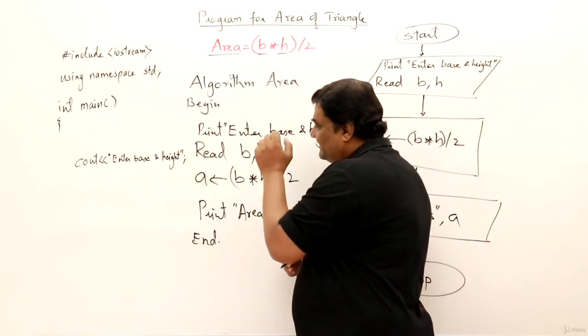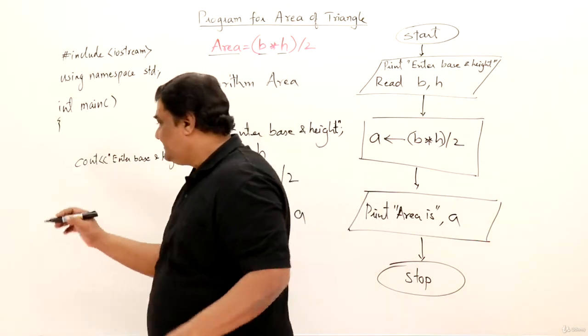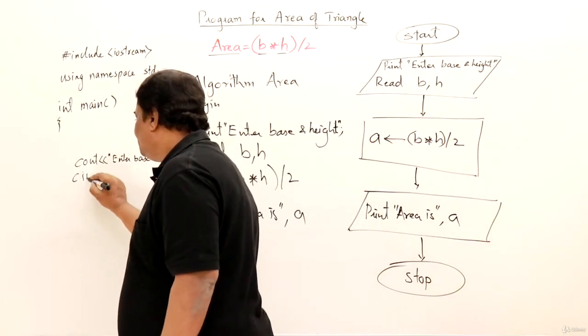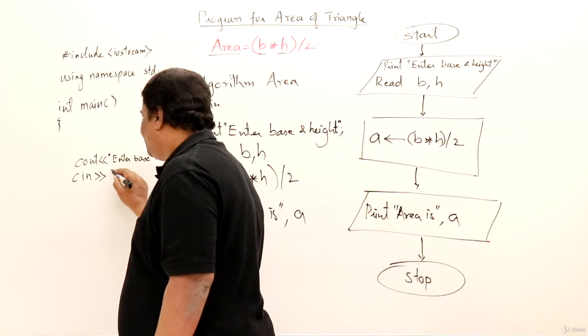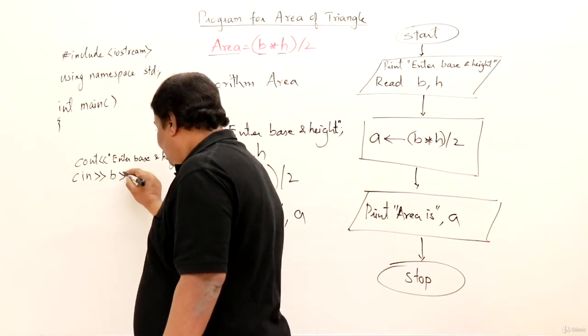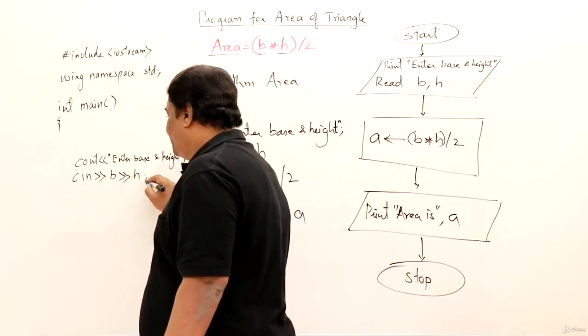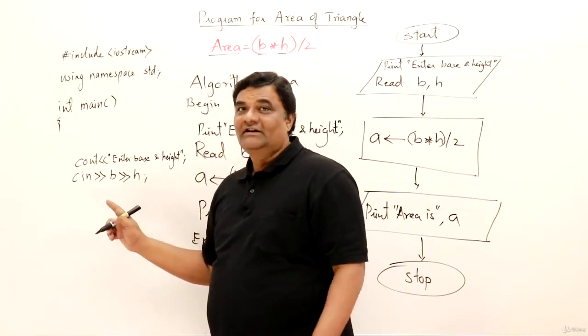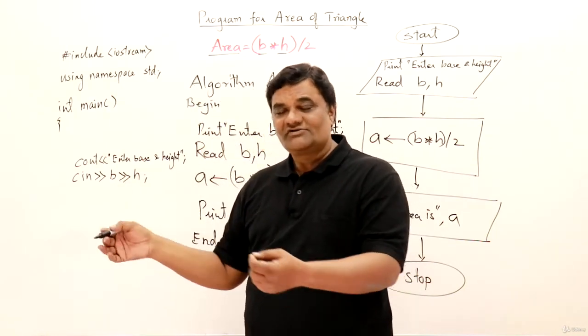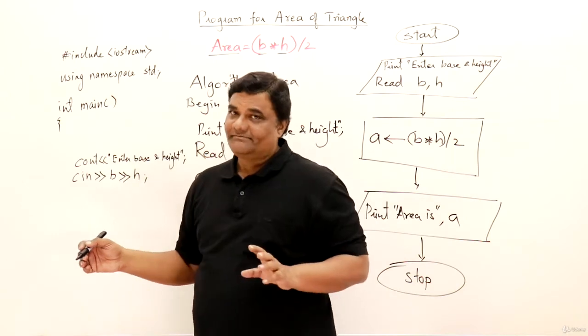Then read B and H. So for reading, cin is there. So I should write cin, that is the extraction operator, B. Then for another variable, again write the operator. So we cannot write a comma, don't get confused here. As many variables as you are reading, you should write all of them with the extraction operator.